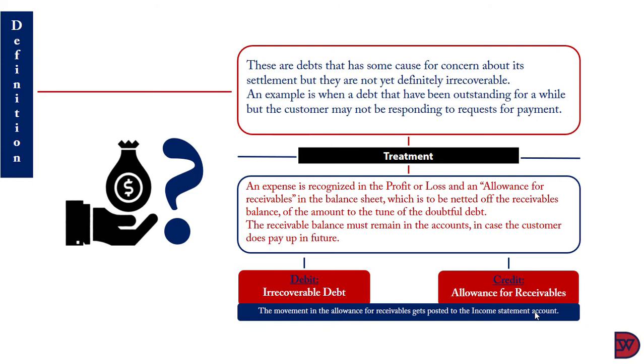So the treatment will be that we will debit the irrecoverable debt expense as said earlier. Then we will credit an allowance for receivables in the balance sheet. Now here, the movement in the allowance for receivables, that is increase or decrease, is what gets posted to the income statement account. We will understand it better when we test our understanding later in this lecture. Now, let's look at the types of allowance for doubtful debts that we have.